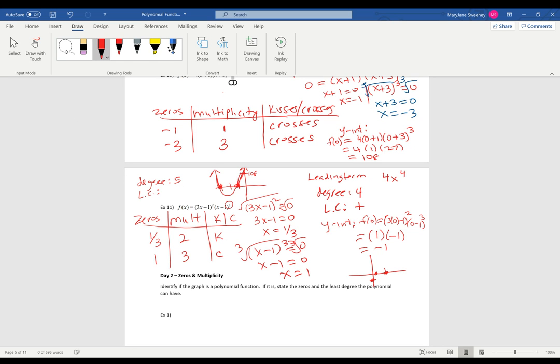The leading coefficient, if I multiply this whole thing through, it's going to be 3x to the 5th. Leading coefficient is positive. So for this, that means it starts down. It has to kiss the axis at 1/3, cross at 1, and it ends up. So it starts down, ends up. All right, that's it for day 1.